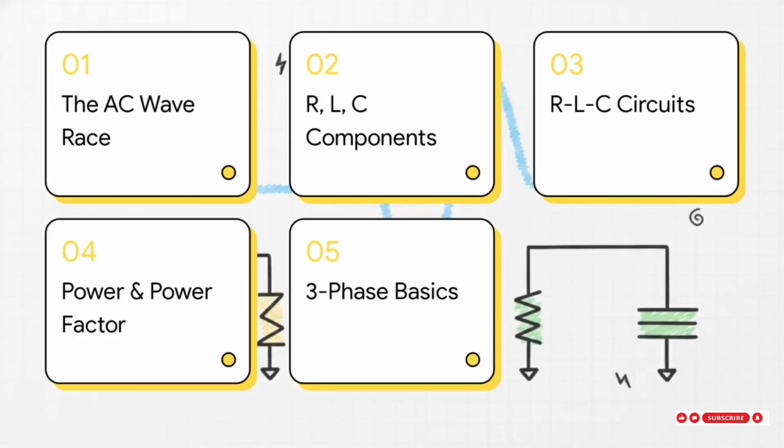Here's our roadmap for today's explainer. First, the AC wave race. Second, resistors, inductors, and capacitors. Third, RLC circuits. Fourth, power and power factor. And finally, three-phase basics. Let's get right into it.